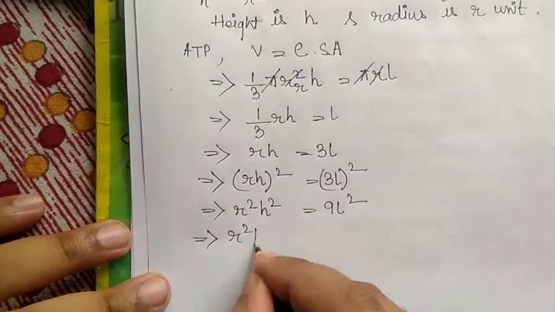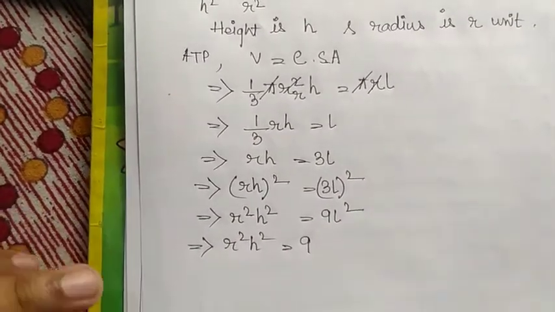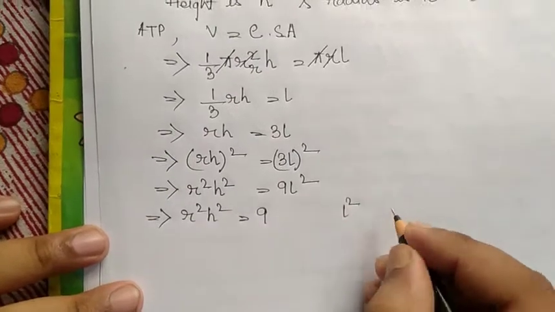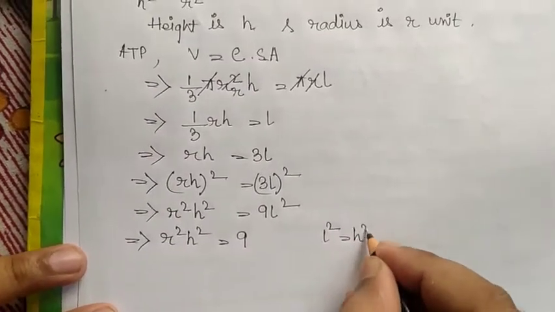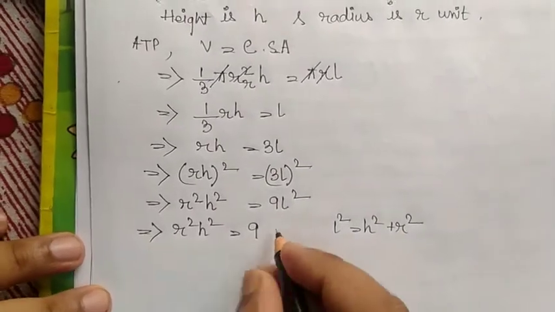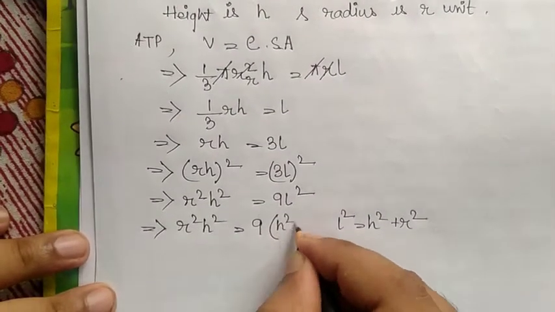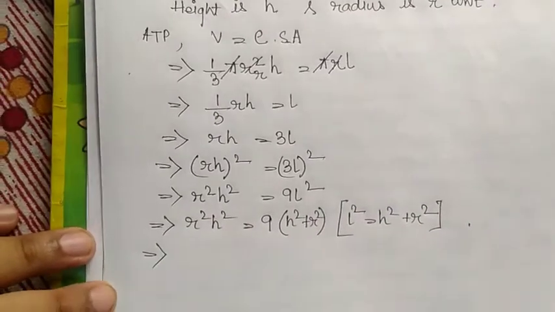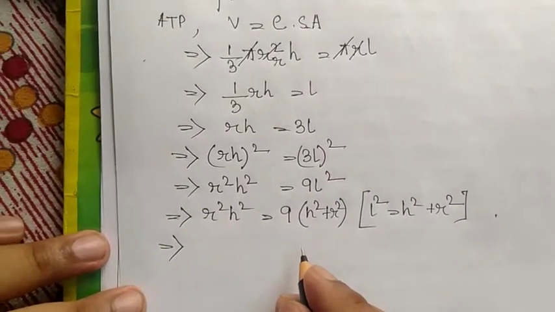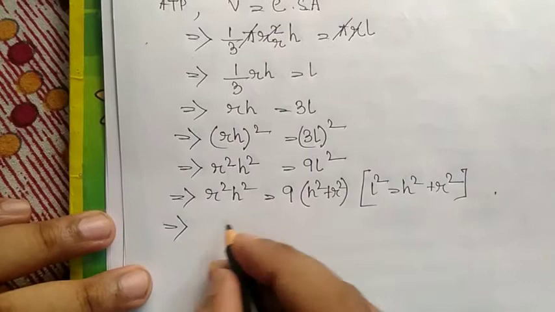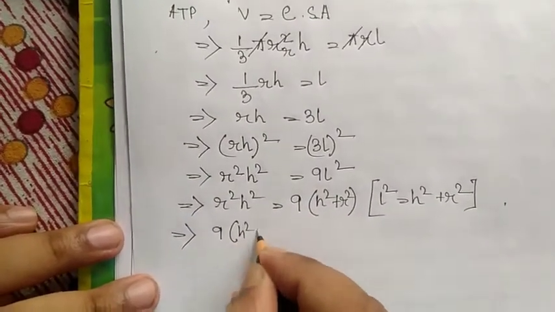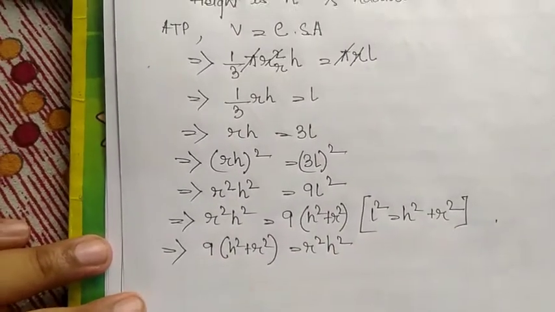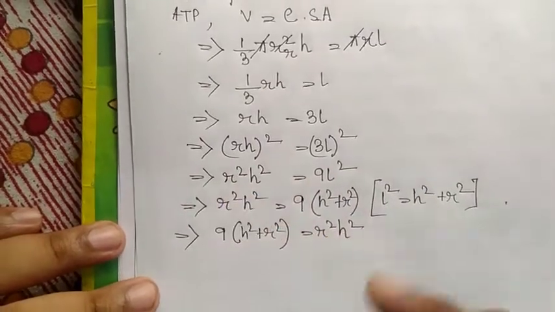So therefore l square means slant height square. We know the relationship between slant height, radius and height: l square equal to h square plus r square, we know that. So therefore here we can write h square plus r square. So after that we can write 9 times h square plus r square equal to r square h square. Just putting this formation from left to right.